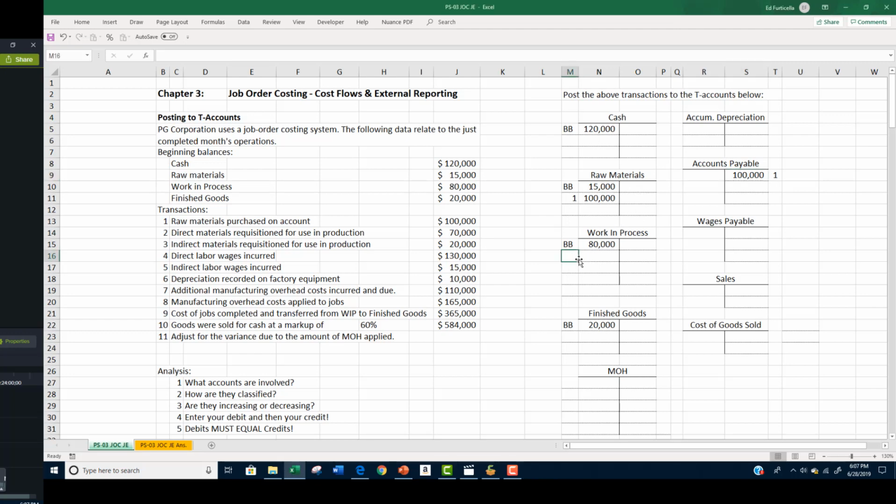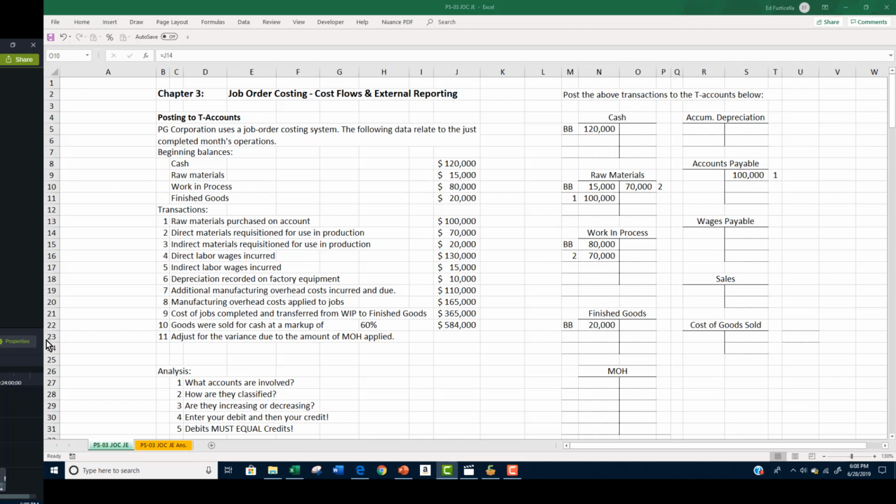Enter transaction 2 next to work in process, and then debit the account for $70,000 because we are starting to manufacture our product. Move to raw materials. Raw materials is going to decrease, so I'm going to credit it for $70,000. Why? Because we are using raw materials to start the production process.